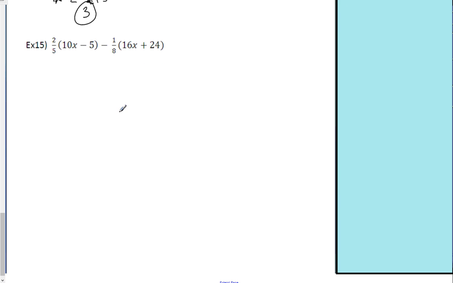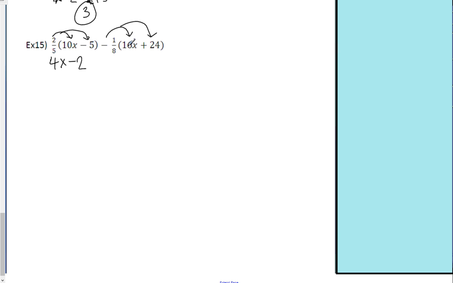Last problem. This is even a harder hippo because right here I'm not distributing 1/8, I'm distributing a -1/8. And I'm distributing a 2/5 to these. This is not a hippo. This is a hippo because I'm distributing a negative. All right, 2/5 of 10. 10 divided by 5 is 2 times 2 is 4. Do that again. 10 divided by 5 is 2. 2 times 2 is 4. This is 4x minus 5 divided by 5 is 1 times 2 is 2.